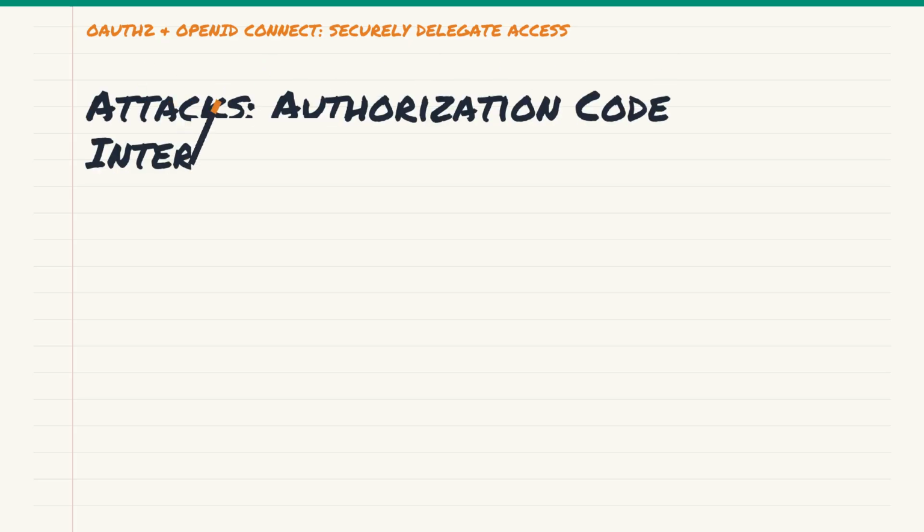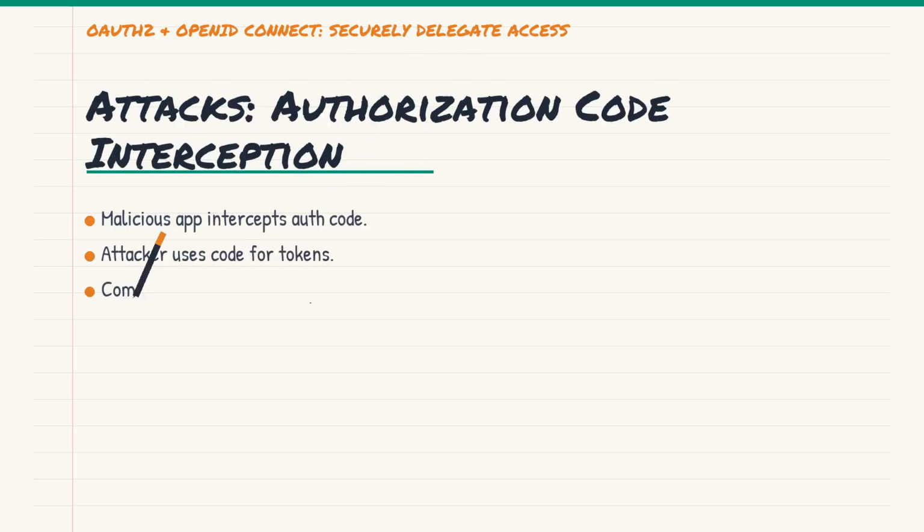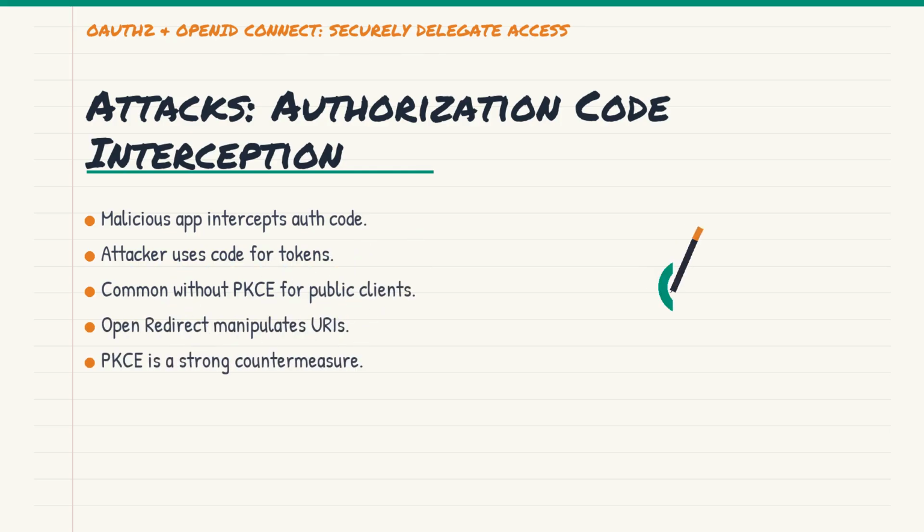Let's talk about how attackers try to break these flows. A classic attack on the authorization code grant, especially without PKCE, is authorization code interception. Imagine a malicious app on your phone, or a compromised browser extension, that can intercept the redirect URI after you approve access. If it snags that authorization code before your legitimate app does, it can then use that code to get an access token for itself. This is why PKCE is so crucial for public clients. It ensures that only the original client can successfully exchange the code, even if an attacker intercepts it.